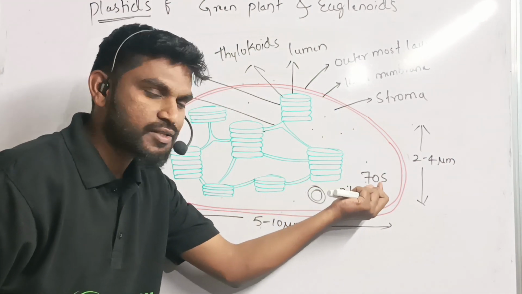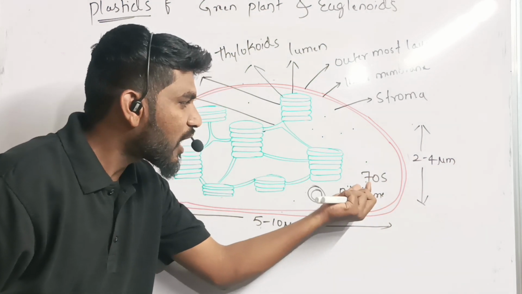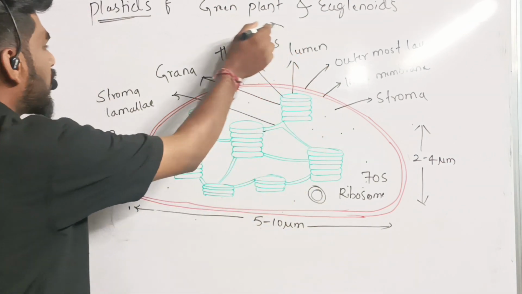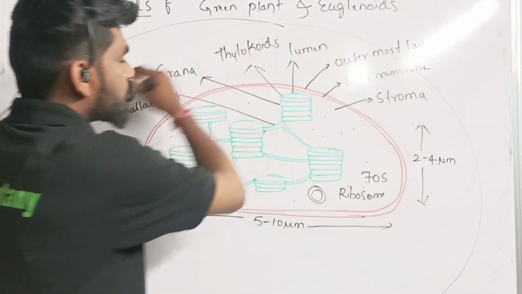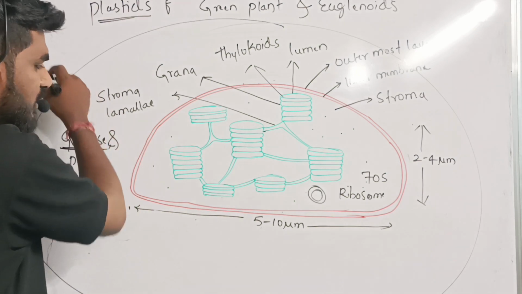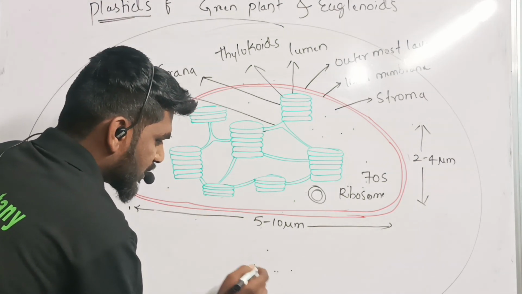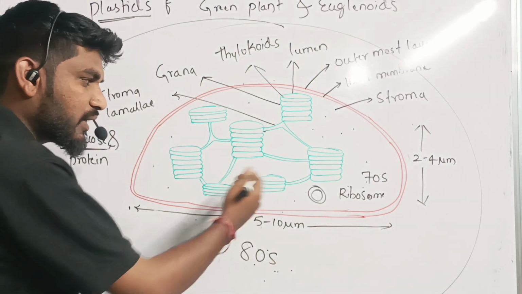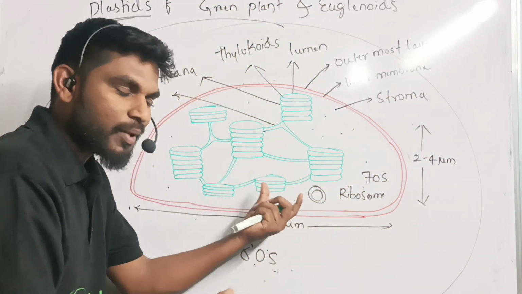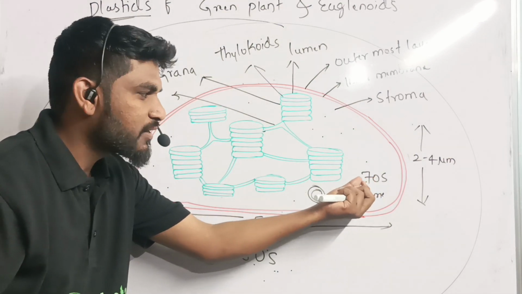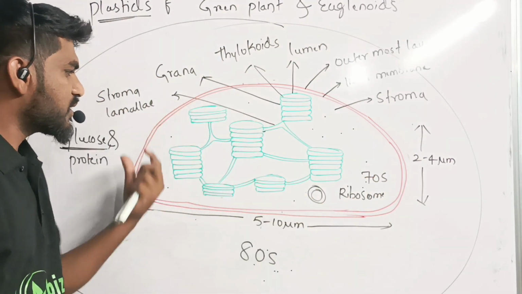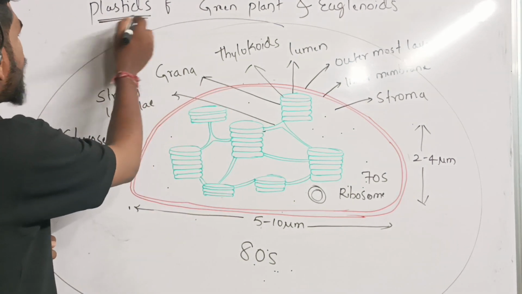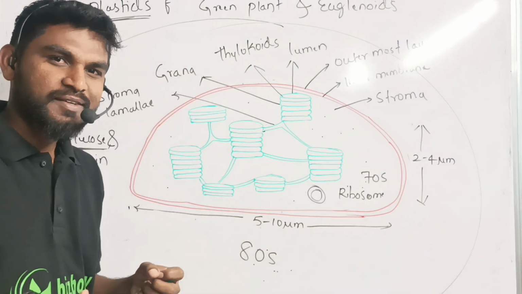Prokaryotes के अंदर जैसा 70S ribosomes देखने को मिलेंगे, यहाँ पर भी आपको क्लोरोप्लास्ट के स्ट्रोमा के अंदर 70S ribosomes देखने को मिलेंगे. प्लांट सेल के अंदर जो साइटोप्लाज्म रहता है ना, साइटोप्लाज्म के अंदर आपको 80S राइबोसोम्स देखने को मिलेंगे. But inside the stroma of chloroplast we have 70S ribosomes. This is the structure of chloroplast and this is something about the plastids. Thank you.